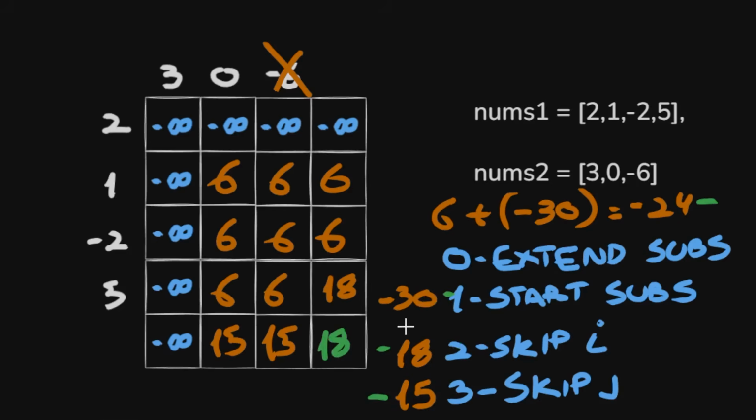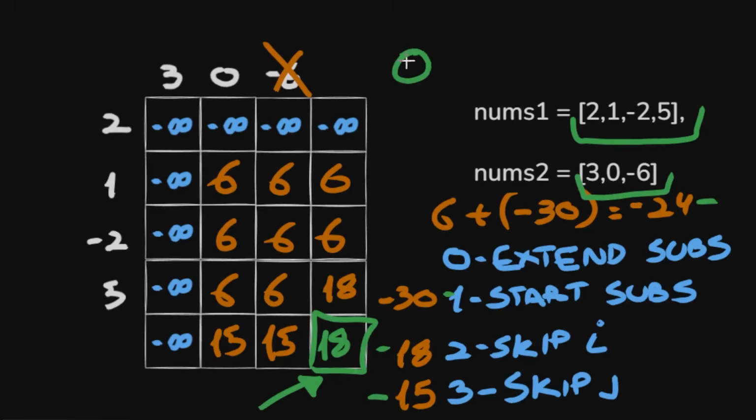The maximum number among these 4 is 18, so we put this here. And the maximum possible dot product in these two arrays is right here, 18. So finally we return this. Time and space complexity here is big O of n times m because we need to build this DP grid and iterate it. So now with this in mind, let's go with the code.